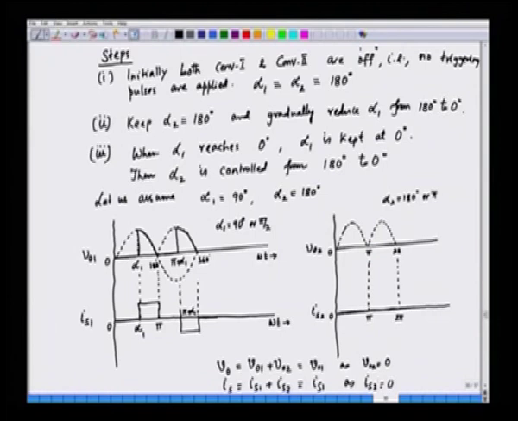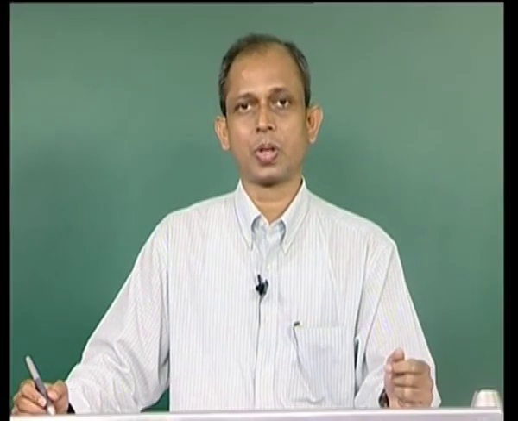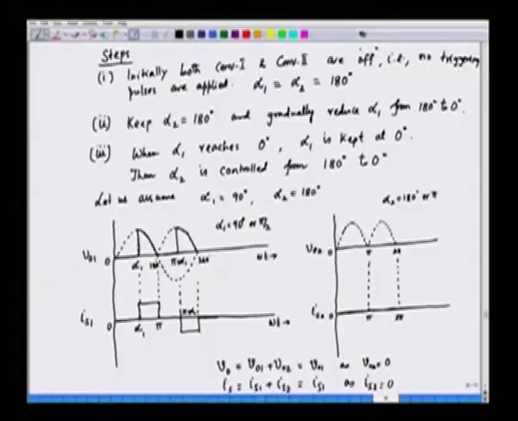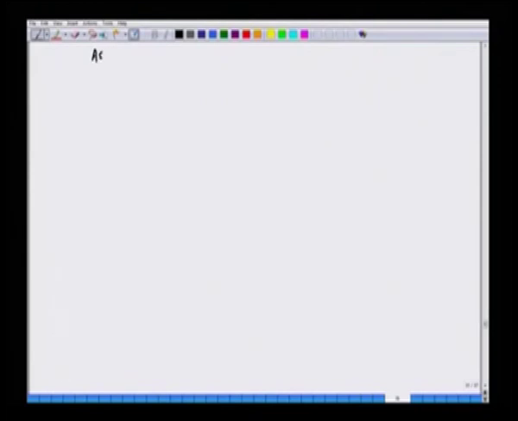Now, let us see the next situation. The next situation is this: alpha 1 has reached 0, alpha 1 has been controlled from 180 to 0, then we are controlling alpha 2. So, we will take a situation where alpha 1 is 0 and alpha 2 is 90 or pi by 2. So, we take a situation alpha 1 is equal to 0 degree and alpha 2 is equal to 90 or pi by 2.